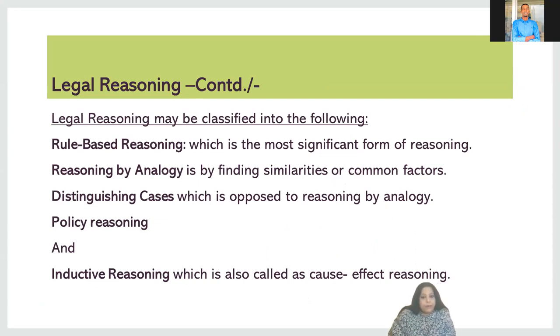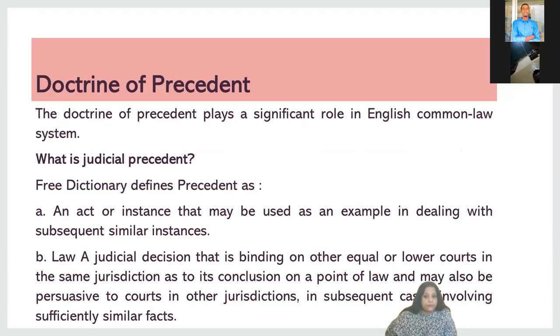Now, legal reasoning may be classified into the following. It has five basic classifications. Rule-based reasoning, which is the most significant form of reasoning. Next is reasoning by analogy, that is, by finding similarities or common factors. Then distinguishing cases, which is opposed to reasoning by analogy. And policy reasoning, and inductive reasoning, which is also called cause-effect reasoning or causation reasoning. That is, there is a cause of something that has had some effect on something. So this is a causation theory, cause-effect. So that is inductive reasoning.